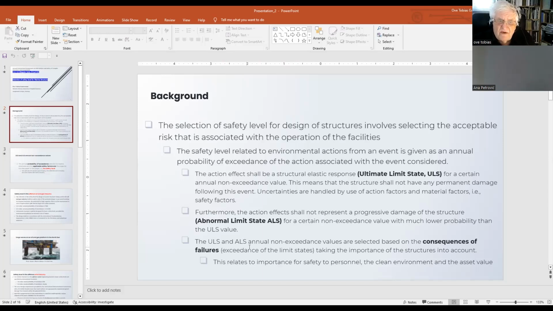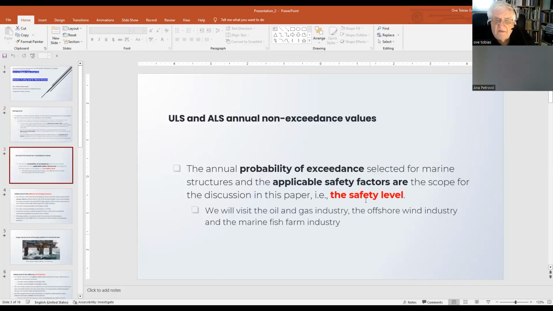And the ULS and ALS annual exceedance values are based on the consequences of failures, and they are very important decisions to select. We also have the decision to select the safety factors, or multiplication of the loads from the ULS. The probability of exceedance selected for marine structures and application factors. This is the scope for this paper, and this is the safety level selected for structures.